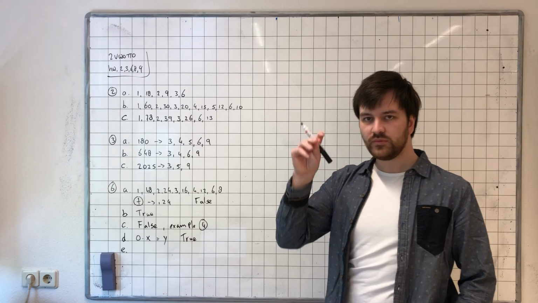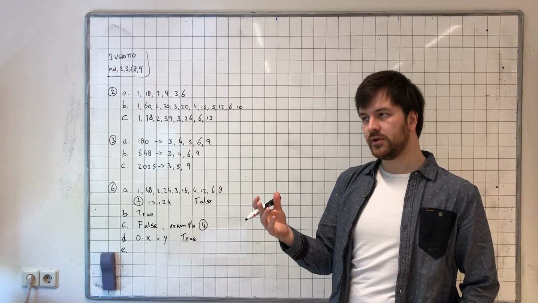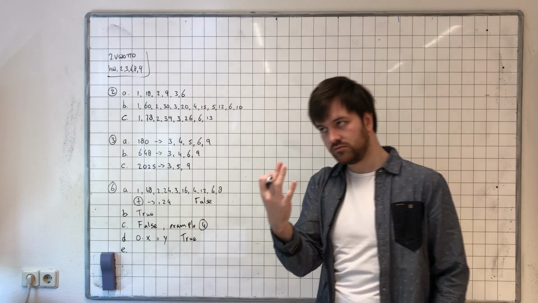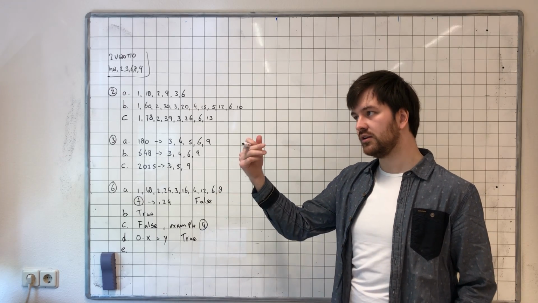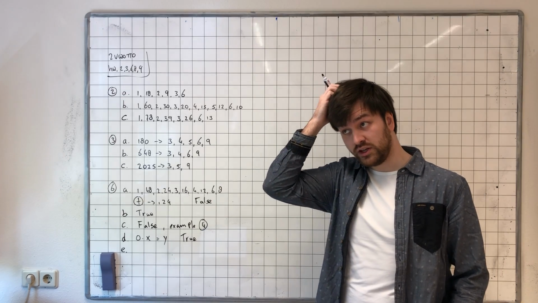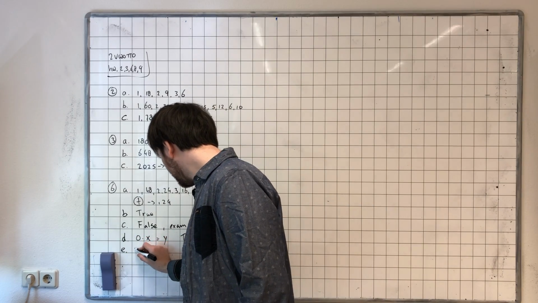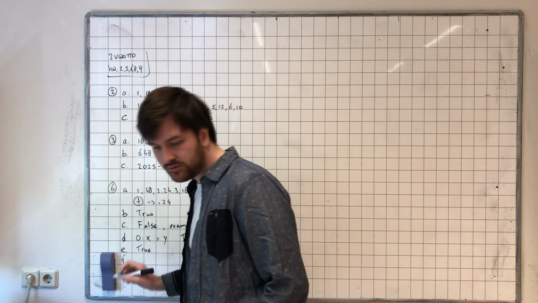E. Every multiple of 6 is also a multiple of 3. Well, since 3 is a factor of 6, that is true. Think about it: 6, 12, 18, 24, 30, all of those are also multiples of 3. So this was true. The last one, F.